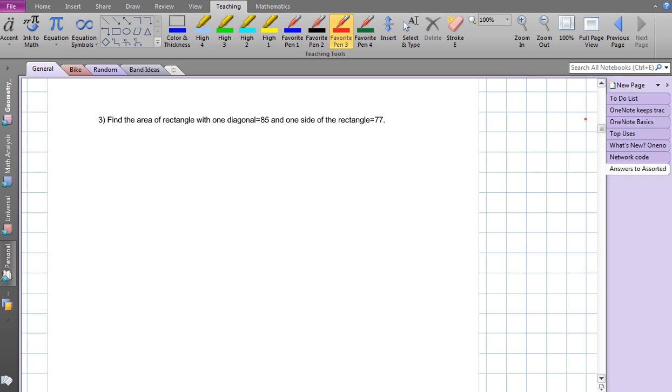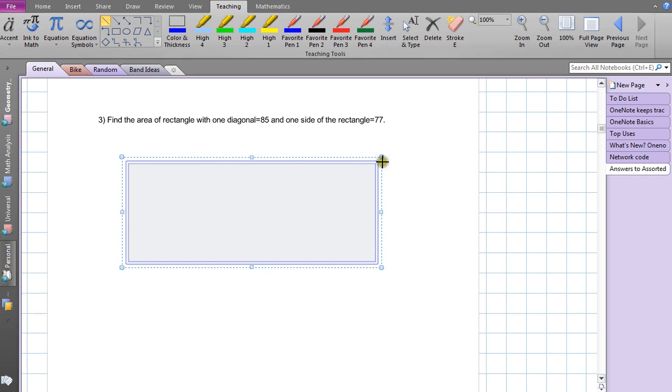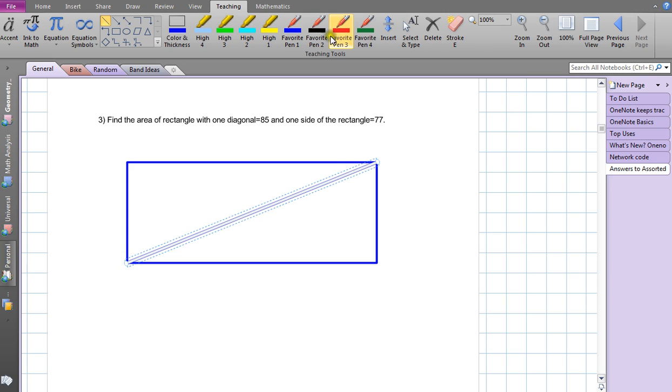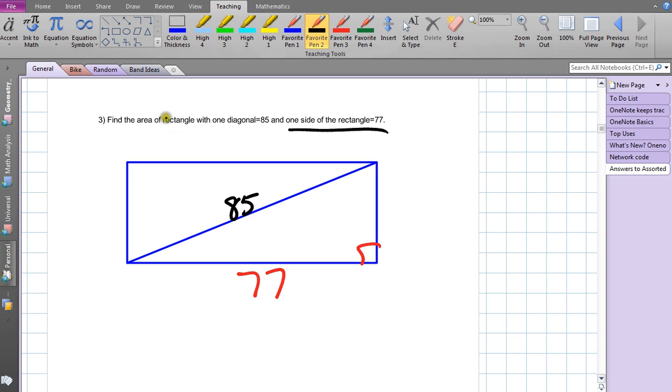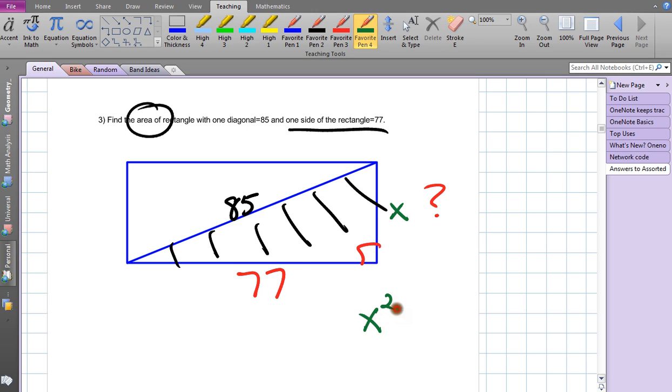The next one still doesn't have a picture, and we want to know the area of a rectangle whose one diagonal is 85. By the way, diagonals of a rectangle are congruent, so the other diagonal would be 85. It says one side of the rectangle is 77. I'm not sure which one's 77, but it's not going to make a difference, because when we find area, we just have to know the two sides. So I have to find this missing side, and I'm not going to use sine, cosine, and tangent. I'm not going to use a shortcut here. What you've got to use is Pythagoras.